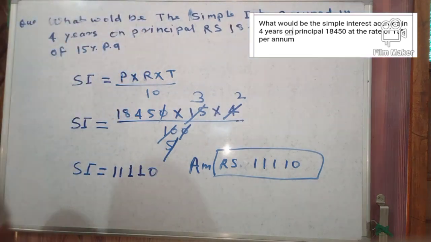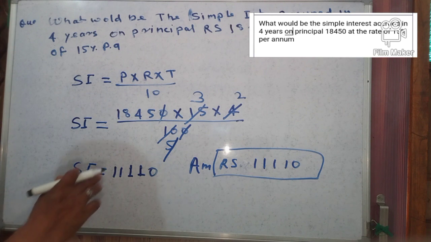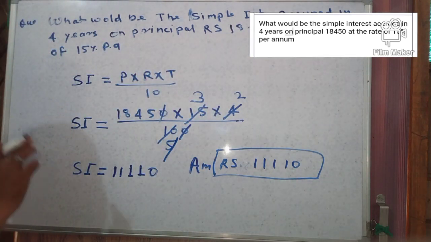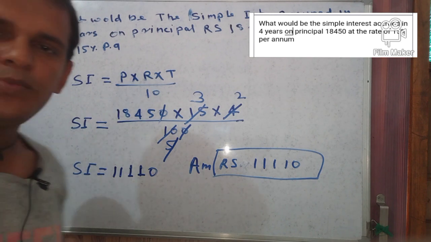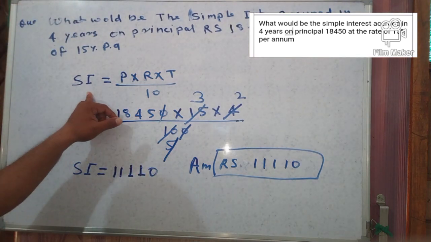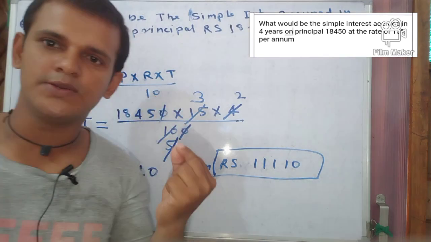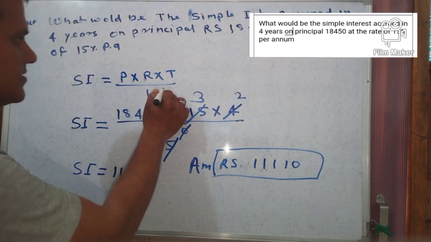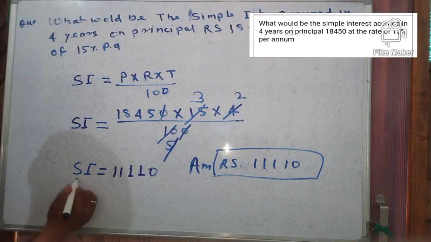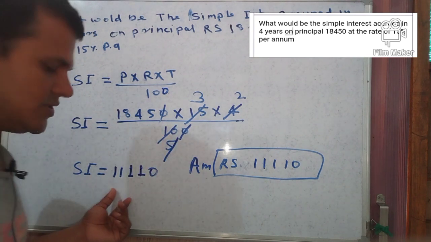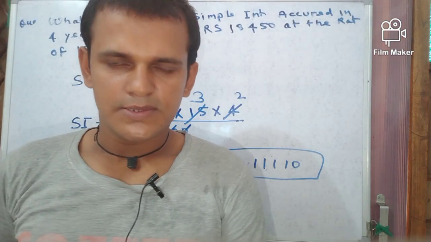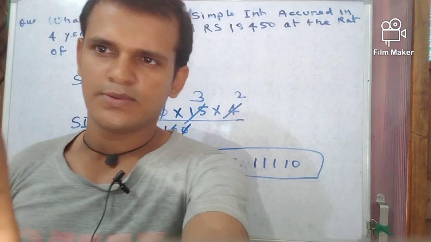See here friends, once again we need to find the simple interest. Okay, if given principal is 18,450, 15% per annum rate of interest, and time duration is 4 years. So substitute the values, because the simple interest formula is P into R into T by 100. Okay, so substitute the values here and our simple interest will be Rs 11,110. Okay, so let's go to question number 2.